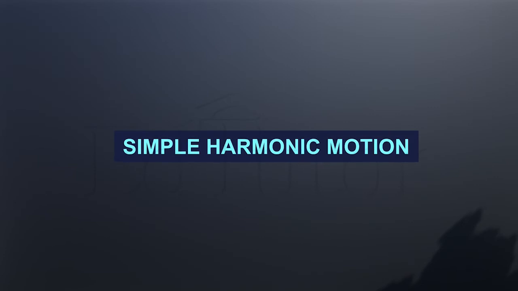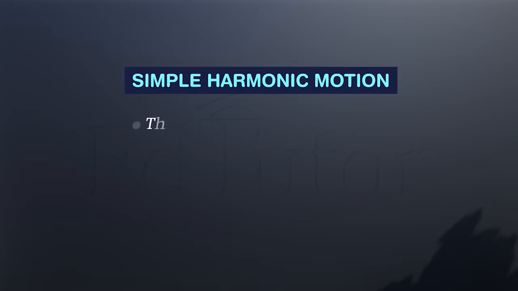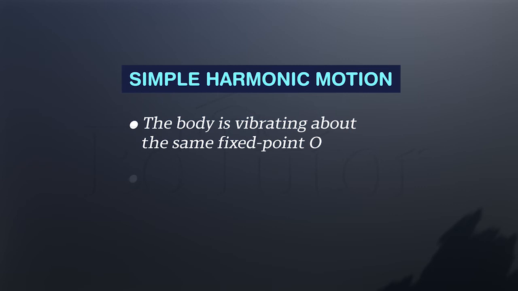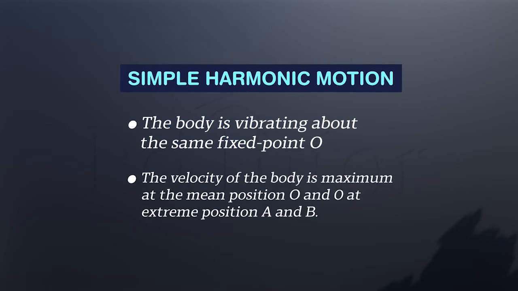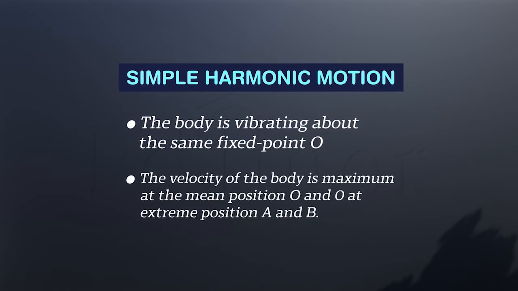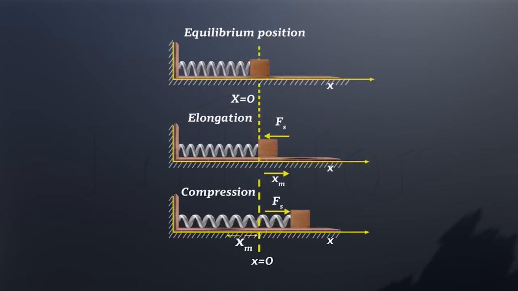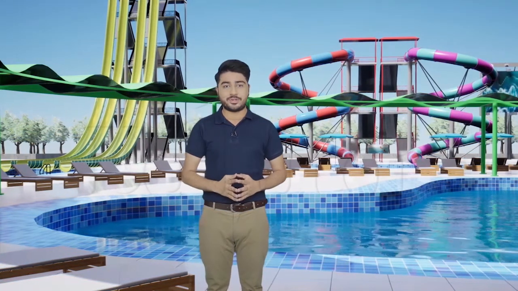Here, the next two characteristic features of simple harmonic motion are found in this mass spring system. And they are, firstly, the body is vibrating about the same fixed point O. And secondly, the velocity of the body is maximum at the mean position O and 0 at the extreme positions A and B. So, the mass spring system satisfies all the features of simple harmonic motion. Hence, this motion is proved to be a simple harmonic motion.